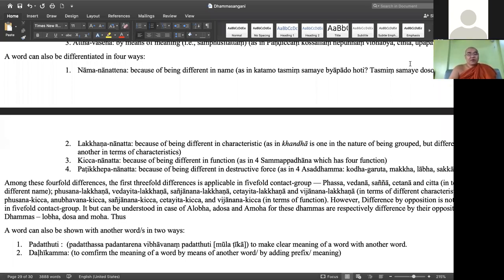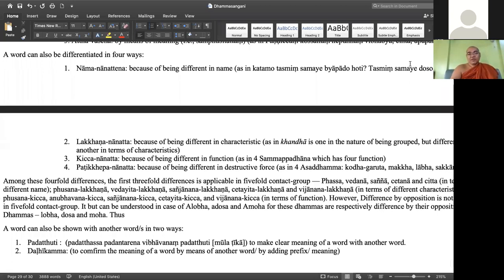Then the last one is patikkhepa nanada, destructive force. Destructive force is different from one dhamma to another. Sometimes because of this destructive power, sometimes because of another destructive power, maybe the same thing may happen.